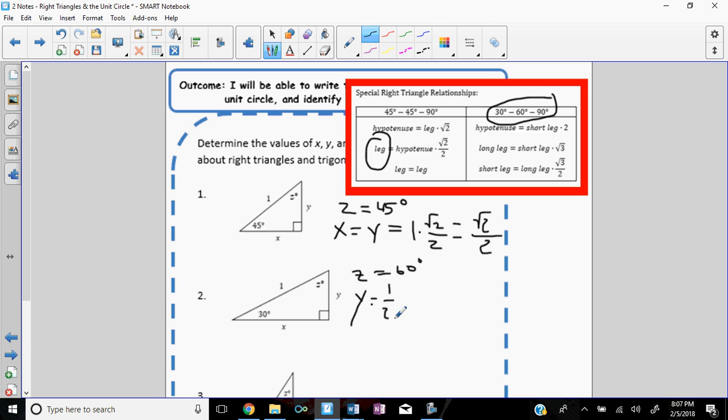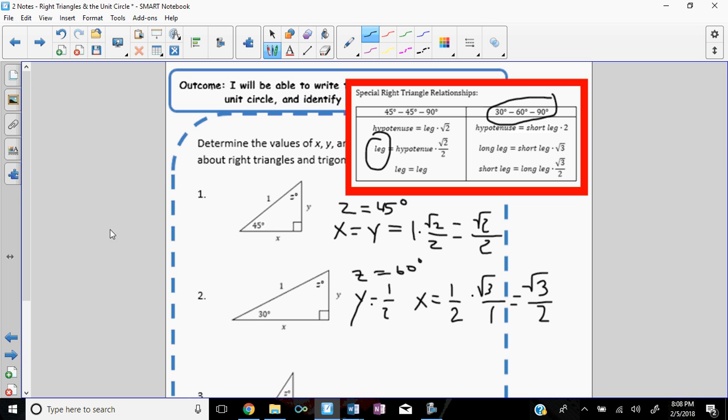And once I know the value of y, I know that the long side, which we're calling x, is going to be the short leg times the square root of 3. So that's going to be 1/2 times the square root of 3. And what I want to do is kind of write this as a single fraction. The square root of 3 is the same thing as the square root of 3 over 1. And so I can just multiply across the top, and I'm going to get the square root of 3 over 2. And so, again, we're going to see this fraction a lot.